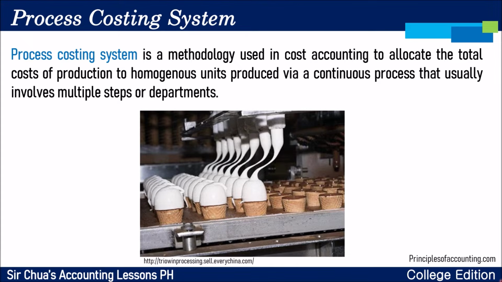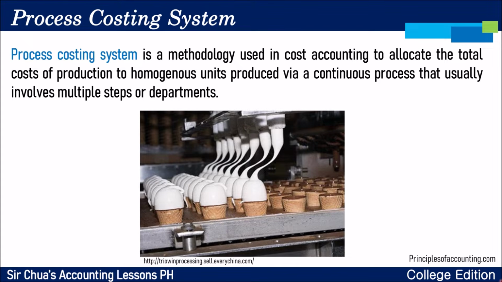So, ibig sabihin daw po in cost accounting, gagamit po tayo ng process costing system kung ang ating pong mga produkto ay pare-pareho, tulad po ng ice cream na nakikita po ninyo, hindi ba pare-pareho ng flavor, pare-pareho ng dami, at pare-pareho ng sugar cone, hindi ba? At ang dinadaanan niya ay continuous process na ano po ang dinadaanan? Multiple steps or multiple departments.